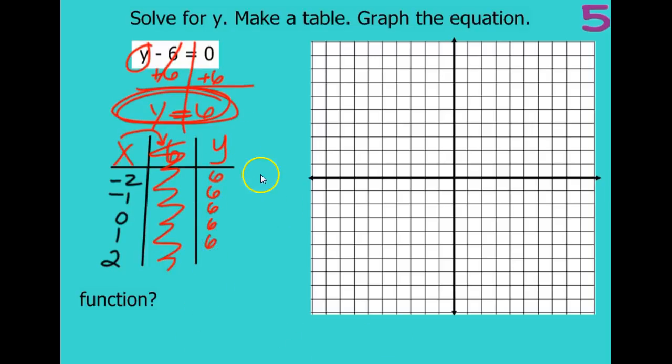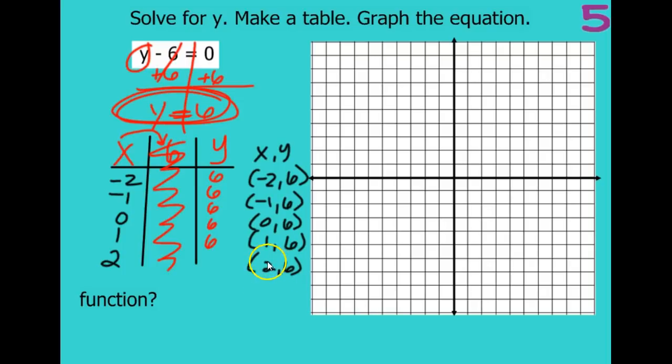So our points are going to be -2, 6, x and then y. And then we have -1, 6. And then we have 0, 6. Then we have 1, 6. And then we have 2, 6. Those are our points. This is just going to be a nice horizontal line going left to right.